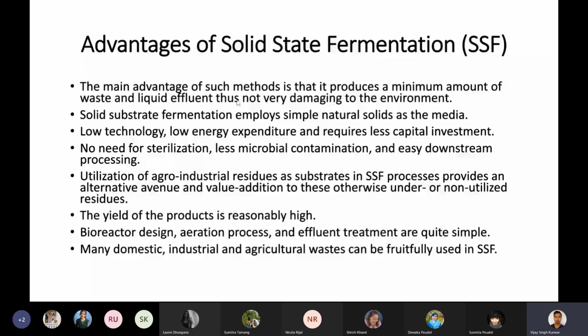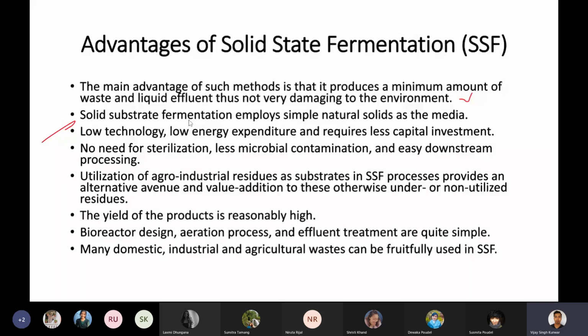Solid substrate fermentation employs simple natural solids as the medium, right? So it is low technology; you don't need a bioreactor, a big vessel. It has low energy expenditure and requires less capital. So these are advantages of solid state fermentation: no elaborate methods for sterilization, less microbial contamination, and easy downstream processes. These are some of the properties of solid state fermentation.